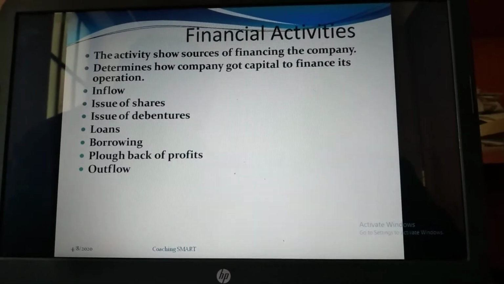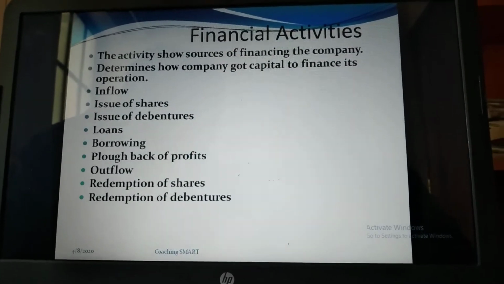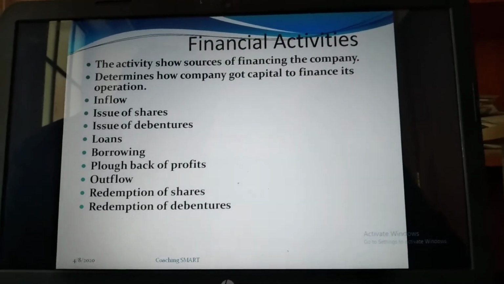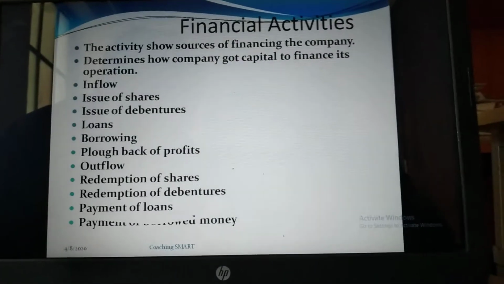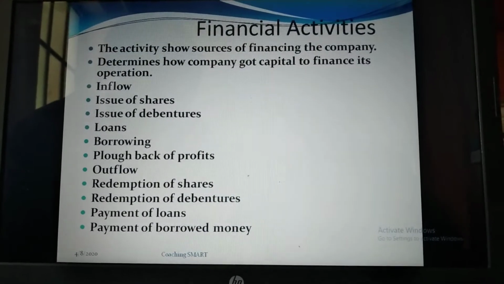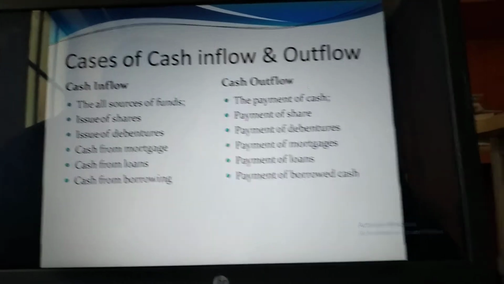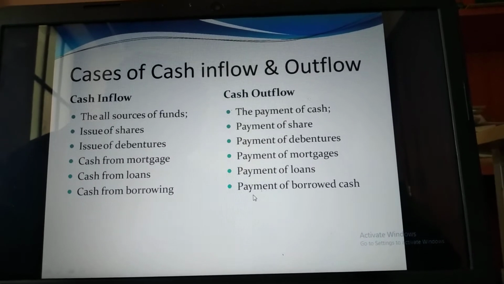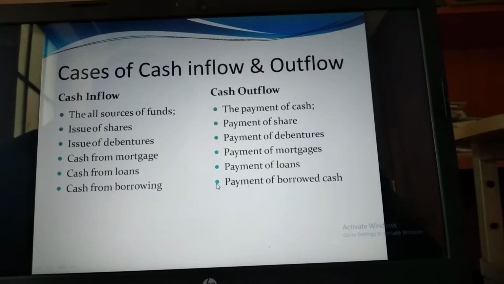Plowing back of profits, outflow. Redemption of shares, when the company is paying for shares. Redemption of dividends, when the company is paying for dividends. Payment of loans, when the company is paying loans. Payment of borrowed money, when the company is paying for the borrowed money. Now, one thing we need to know is that there is a difference between inflow and the outflow as far as borrowing is concerned.